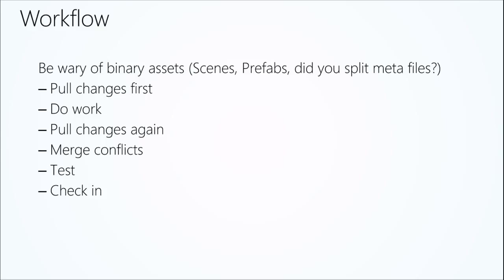So sometimes it's nice to force binary just so that somebody, when they try and check it in, they see the conflict and they're like, oh God, I should never do that again. Right. So scenes, prefabs, those are some of the things that you do that for. When you actually do work, you want to pull your changes first. You're going to want to do work. Then I like to pull my changes again, merge the conflicts, test, and check in.